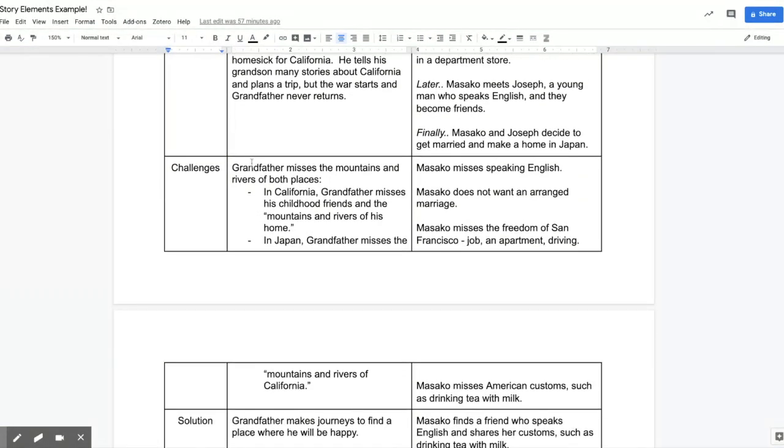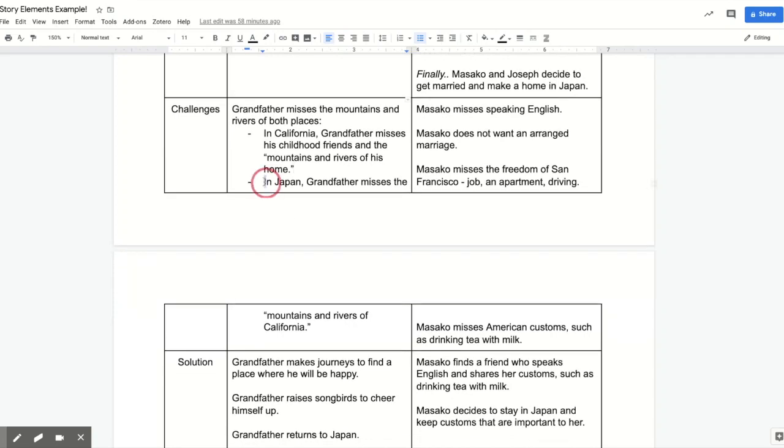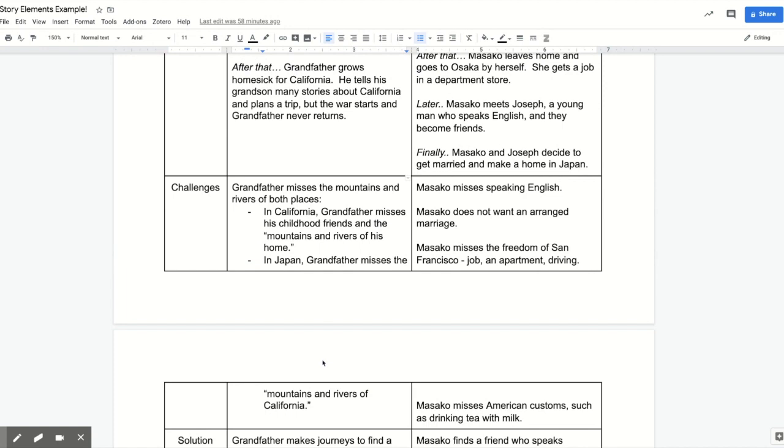So Grandfather missed the mountains and rivers of both places, right? We talked about this as we looked at the repetitive language that Allen Say uses. In California, Grandfather misses his childhood friends and the mountains and rivers of his home. In Japan, he also misses the mountains and rivers of California, but he's not able to go back due to the war that takes place.